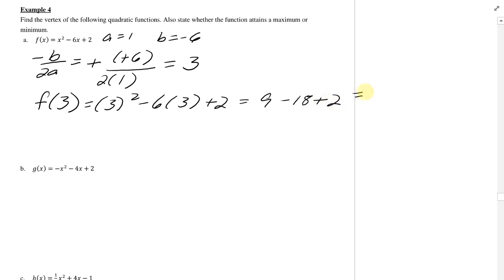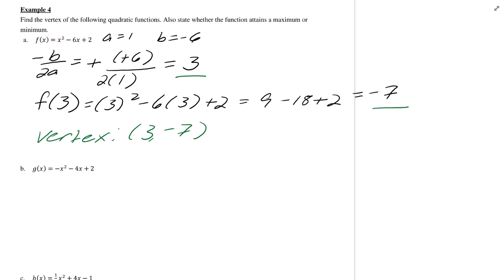And that will ultimately equal -7. So this piece and this piece are what make up my vertex. So my vertex will be (3, -7), but wait, there's more. First part was to define the vertex, and then we want to determine, is this vertex a maximum or a minimum? So what's buried in this question is actually looking at the leading coefficient.